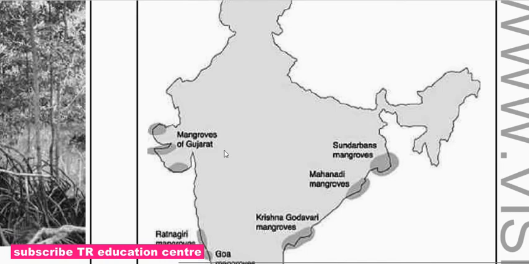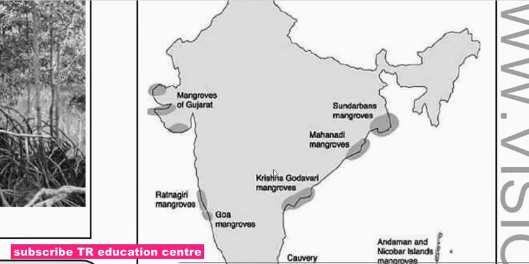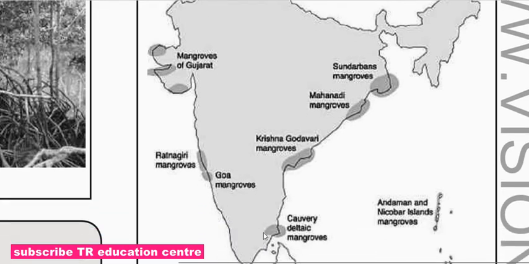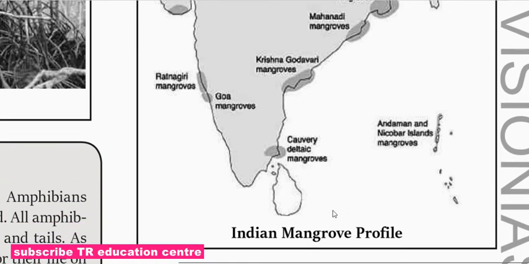Mangroves of Gujarat and India: Sundarbans, Mahanadi, Krishna-Godavari mangrove, Maharashtra mangrove, Goa mangrove, Kaveri deltaic mangrove, Andaman and Nicobar Island mangrove. These are the Indian mangrove profile.